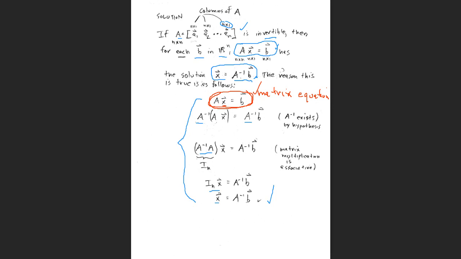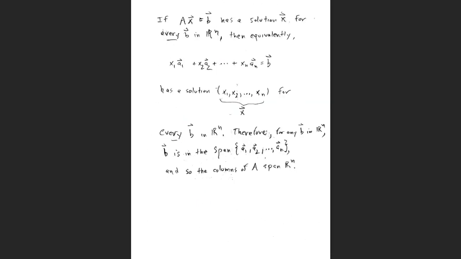If I go to the next page to show you this, what would the vector equation look like? For the matrix equation AX equals B, this is the corresponding vector equation. It's a linear combination of the column vectors of the matrix A, and you set that equal to the vector B.